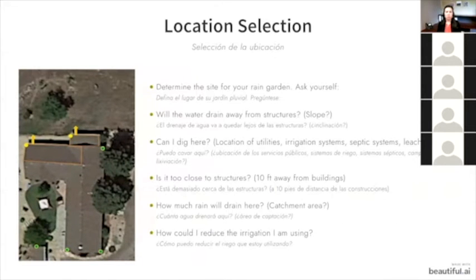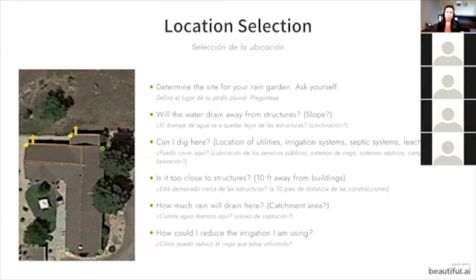When you're looking to determine your site, ask yourself, if I select this spot, will the water drain away from my structure? Is there a slope? Can I dig here? Are there utilities here? Are there irrigation systems here? Is there a septic system? I know that's not relevant in all cases. Or a leach field. Are there other obstacles to digging there? Is it too close to structures? Rain gardens are supposed to be 10 feet away from buildings.